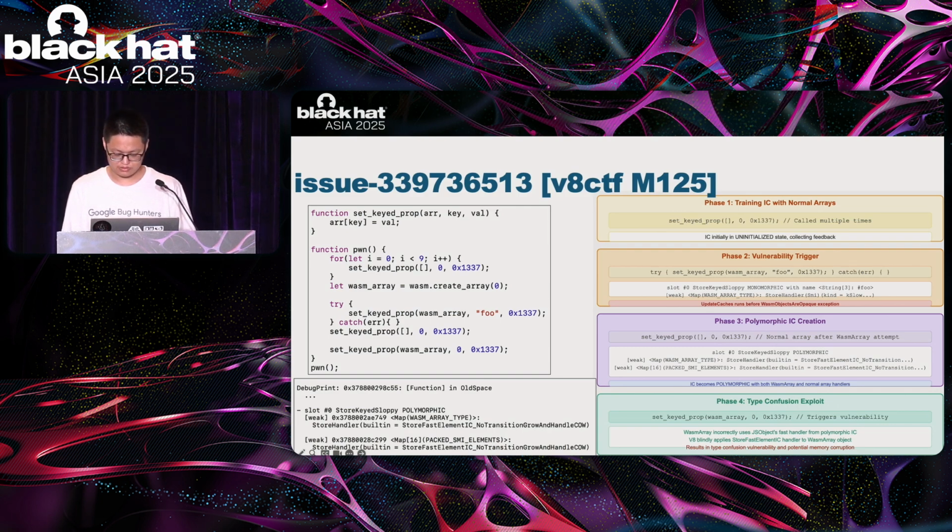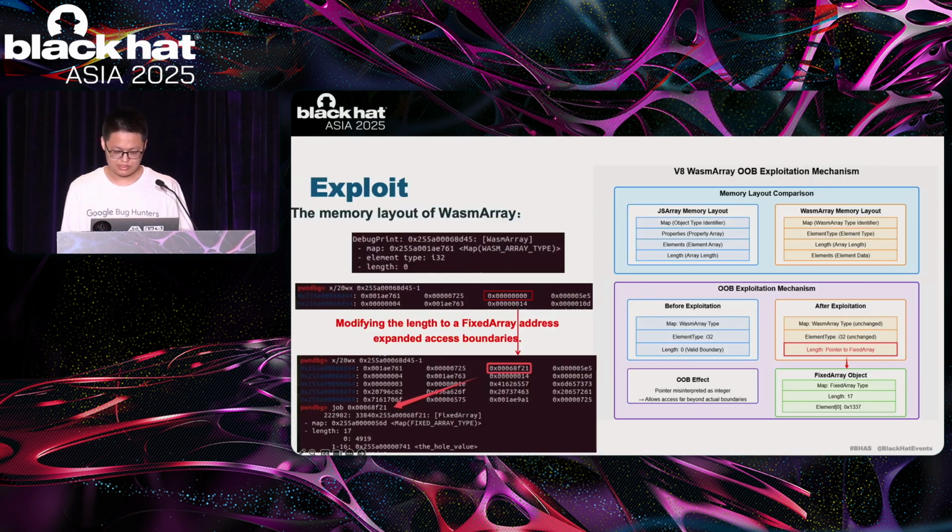This exploit highlights the delicate interaction between V8's optimization mechanism and WebAssembly integration. So what is the impact of this vulnerability? The right side of the figure simply shows the structural differences between JS array and Wasm array. In the Wasm array memory layout, the third 4-byte field represents the array's length, while in JS array, the field represents a pointer to the elements array.